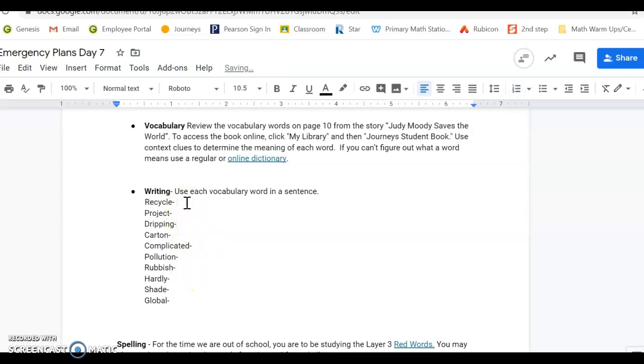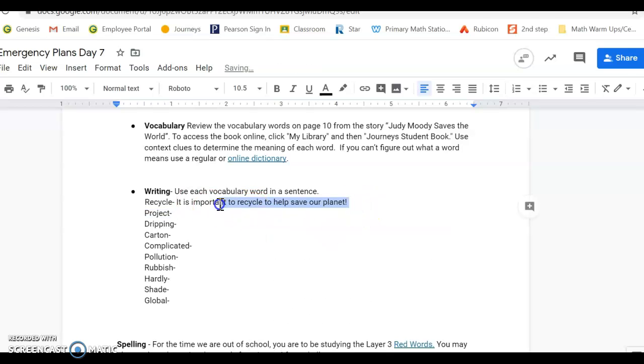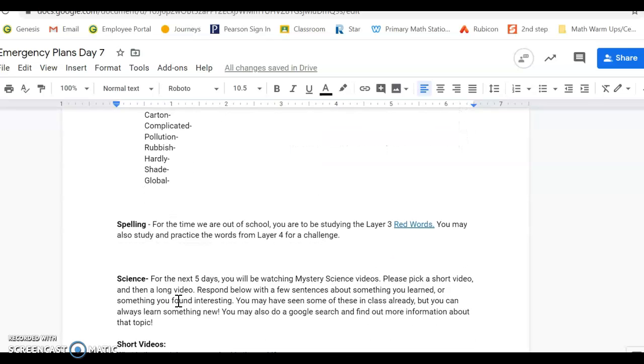So for example, if I was writing a sentence about the word recycle, I could write, it is important to recycle to help save our planet. This would help the teacher to know that you understood the meaning of the word. You're going to do that for project, dripping, carton, complicated, pollution, rubbish, hardly, shade, and global. Each sentence should start with a capital letter and end with a period.